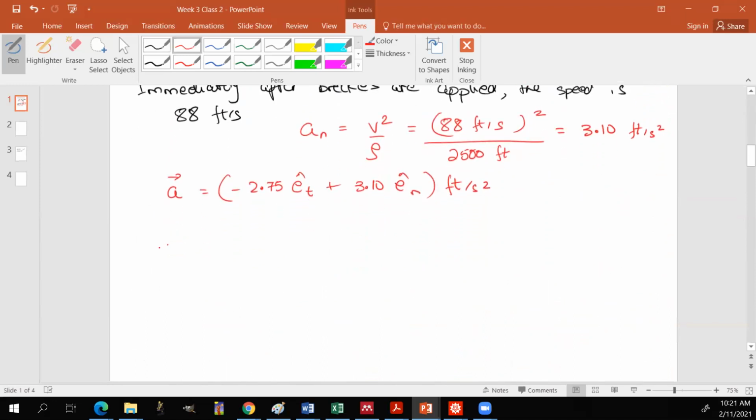So for the magnitude, the acceleration is just going to be the square root of a_n squared plus a_t squared. That's just the square root of 2.75 squared plus 3.10 squared. And how much does that equal?